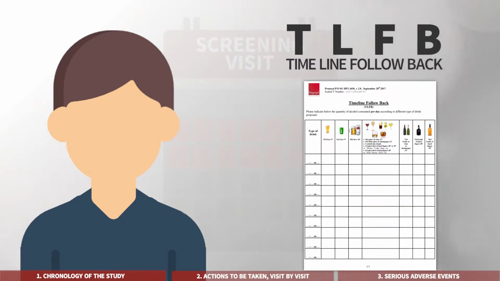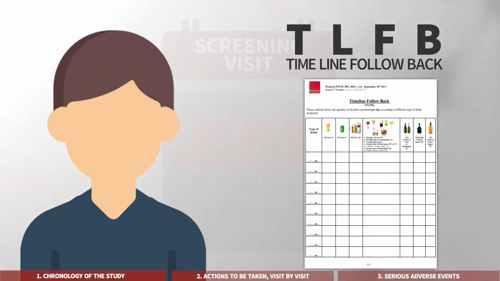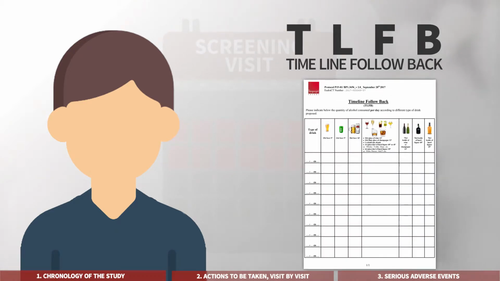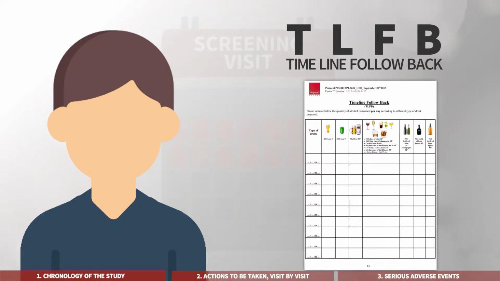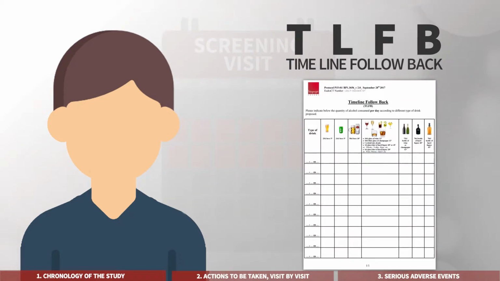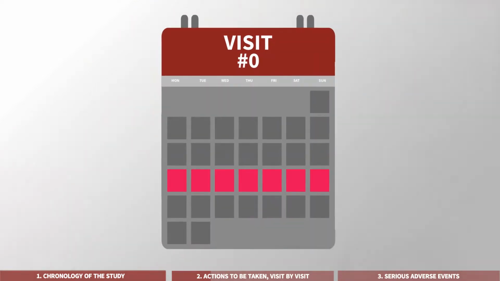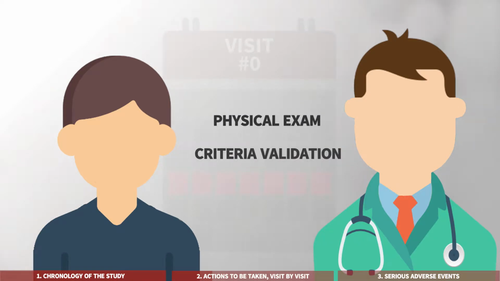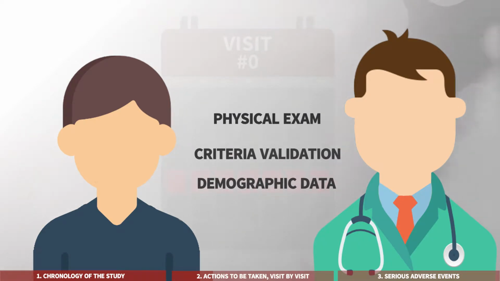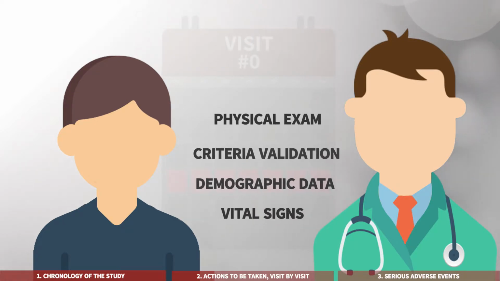During the study, for each conducted visit, you should give a new TLFB calendar and collect the one from the previous visit. It allows to save and analyze the patient's alcohol consumption during the whole study. This is an important information to get the main criteria. V0 inclusion visit, you will perform the physical exam of the patient, validate his selection criteria, collect his demographic data, and check his vital signs, pulse, blood pressure, weight.